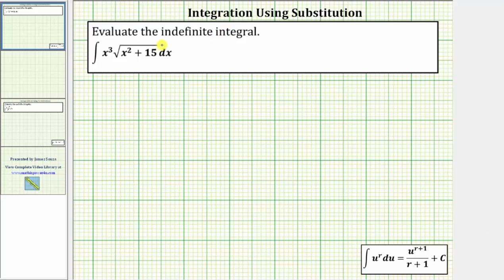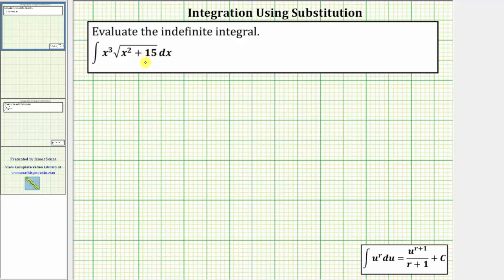We're asked to evaluate the given definite integral. To integrate, we will have to perform u substitution, and this integral is more challenging than most. Looking at the integrand function, we have x cubed times the square root of the quantity x squared plus 15.